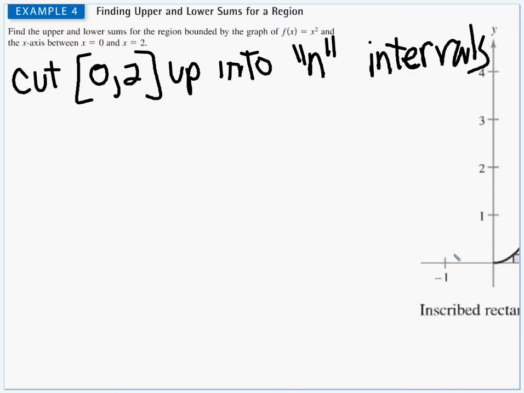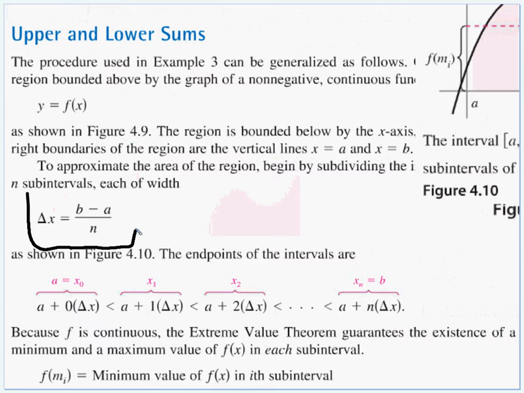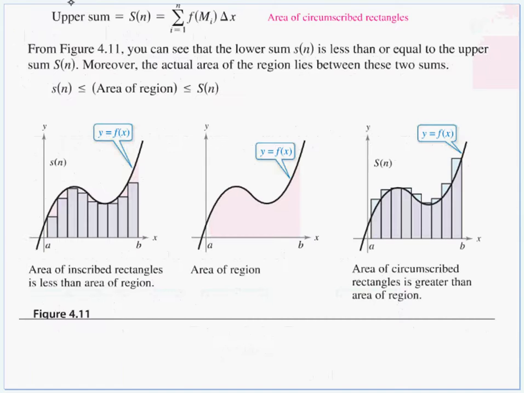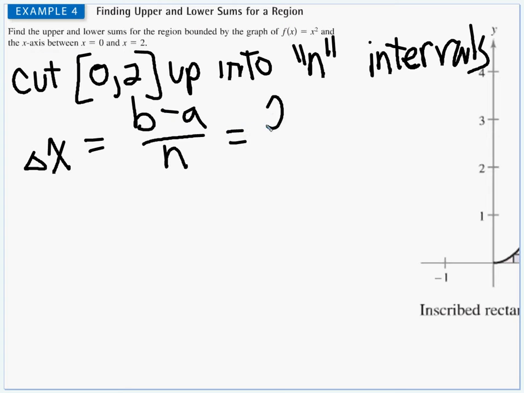So the region from 0 to 2 we're going to chop up into n intervals. N will represent any number of rectangles we want, from 10 to 10,000 to 1,000,000 to infinity. And now we're going to find our delta x right here. The base of each rectangle is b minus a over n, our bigger x value minus our smaller, divided by the number of rectangles we want. So our delta x, the base of any rectangle, is b minus a over n, or for this problem, 2 minus 0 over n, which is just 2 over n.